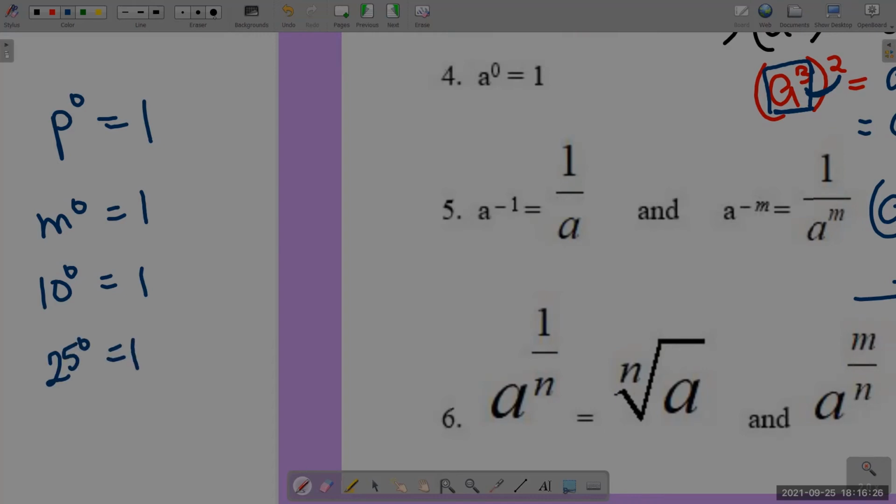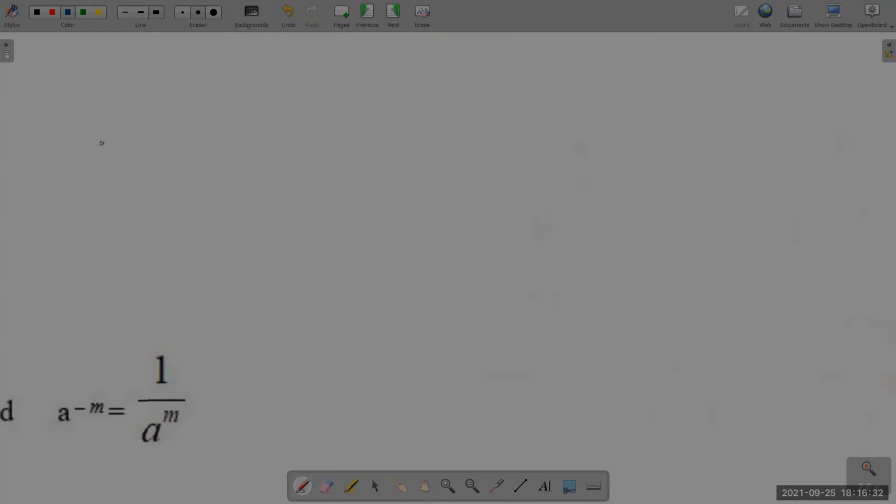Let me explain to you guys how. Suppose I give you M to the 3rd power divided by M to the 3rd power. Using the law, we know we would subtract them, right? 3 minus 3 would give me M to the 0, and we know anything to the power of 0 is 1.